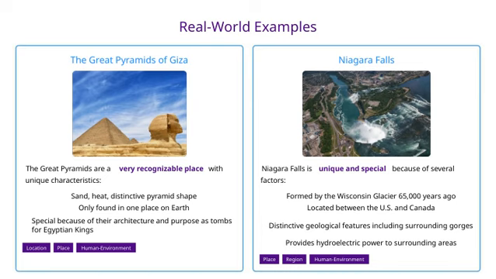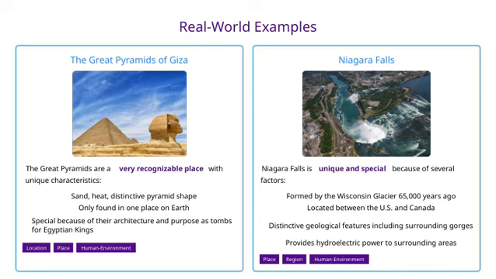This natural wonder is also quite unique. It was formed about 65,000 years ago by the Wisconsin Glacier, which carved out the landscape we see today. Niagara Falls is located right on the border between the United States and Canada, making it a shared natural resource and a symbol of international cooperation. Its geological features, including the surrounding gorges, give it a dramatic and recognizable form.